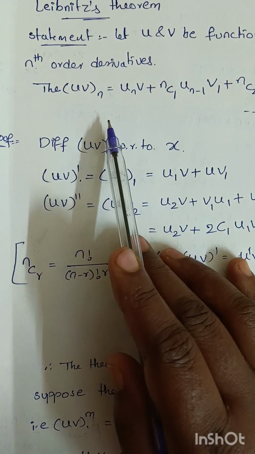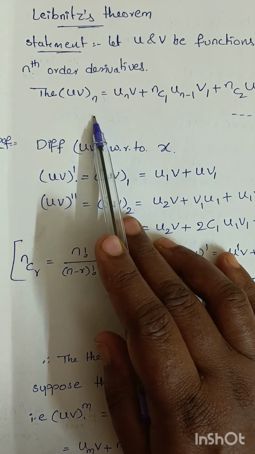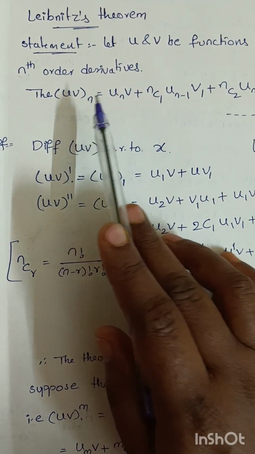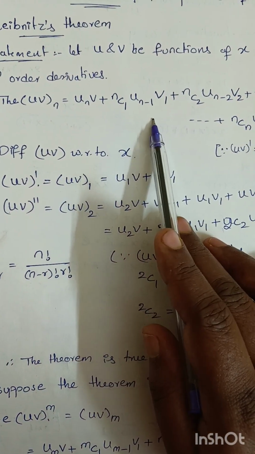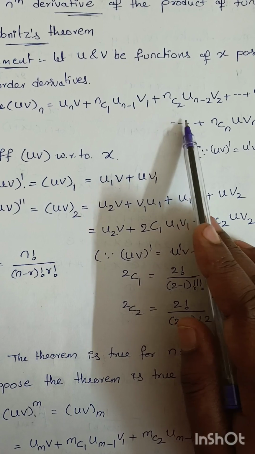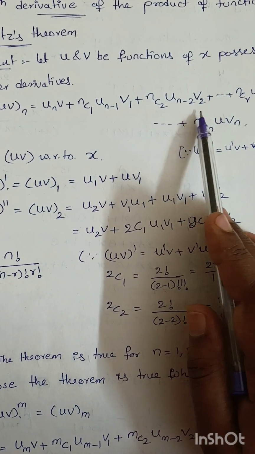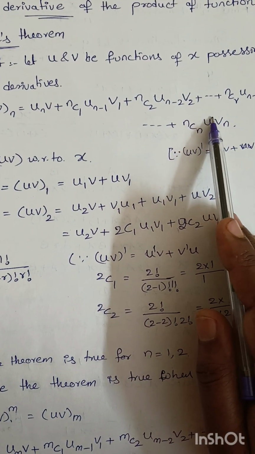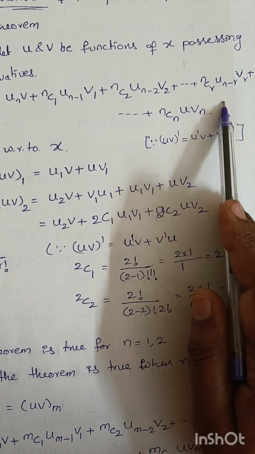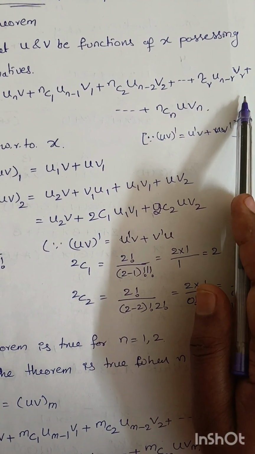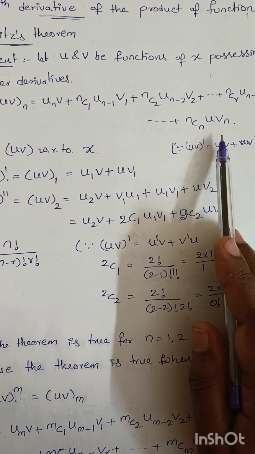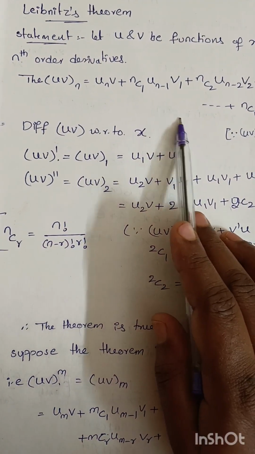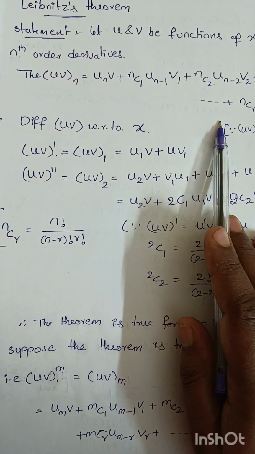Then (uv)n, that means the nth derivative of uv, is equal to unv plus nC1 un-1 v1 plus nC2 un-2 v2 plus and so on, nCr un-r vr plus and so on, nCn uvn. This is the Leibniz theorem formula.